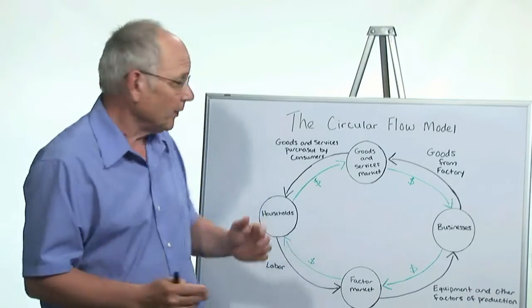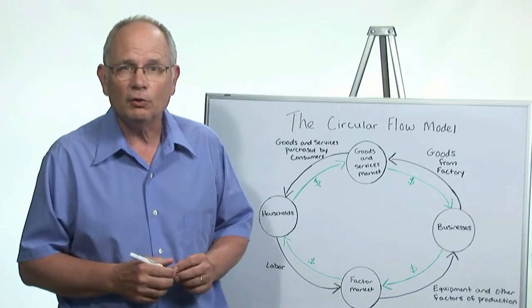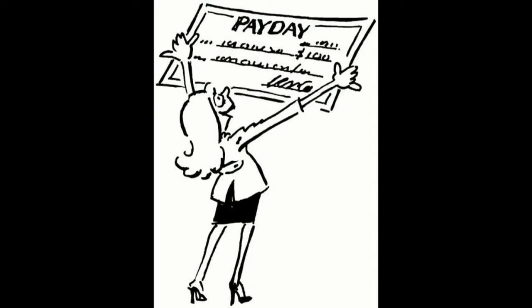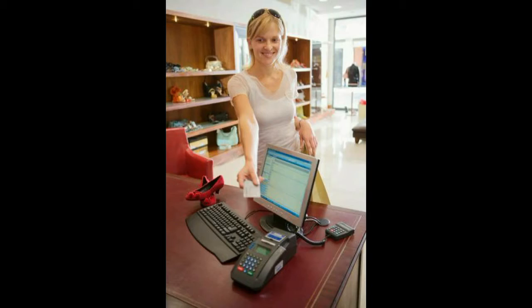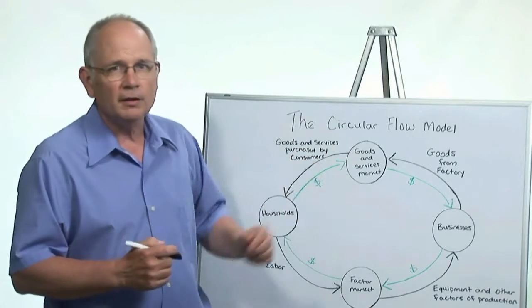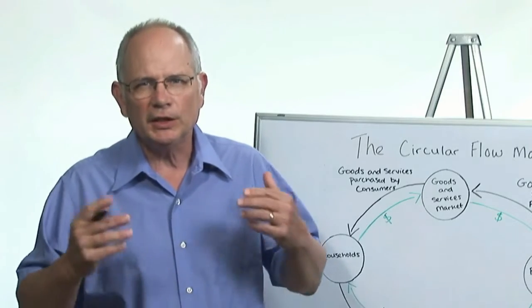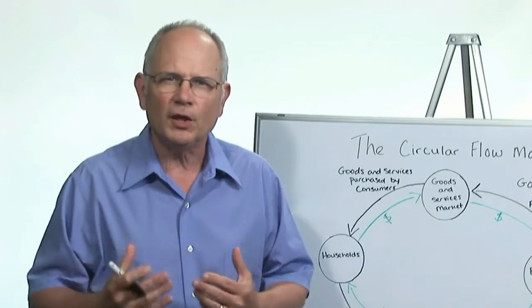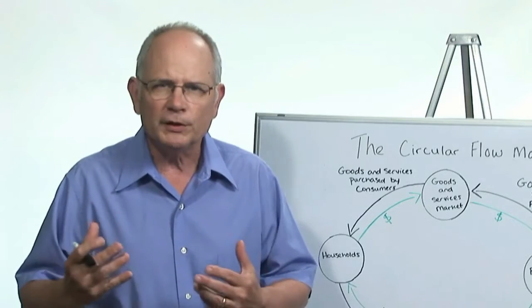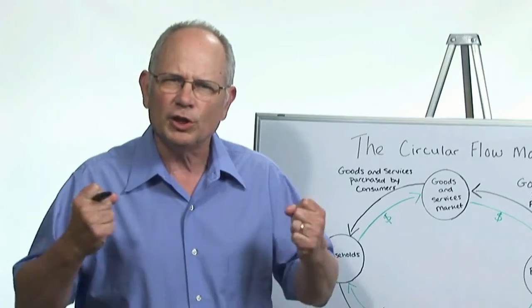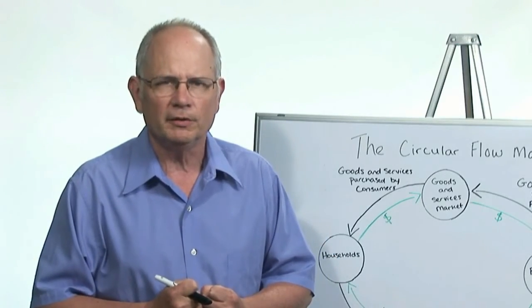Guess where Beth comes from? Beth is a member of a household. And of course, Beth has to be paid. And Beth, as the head of a household, purchases items like shoes and food and clothing in, you guessed it, the goods and services market. The main point of this exercise is to show the never-ending flow of money, goods, services, and how we're all so totally dependent upon each other.